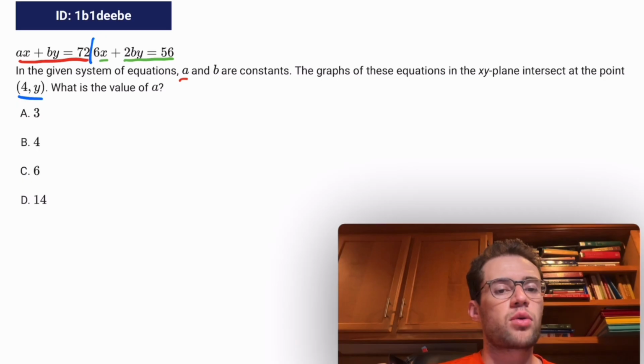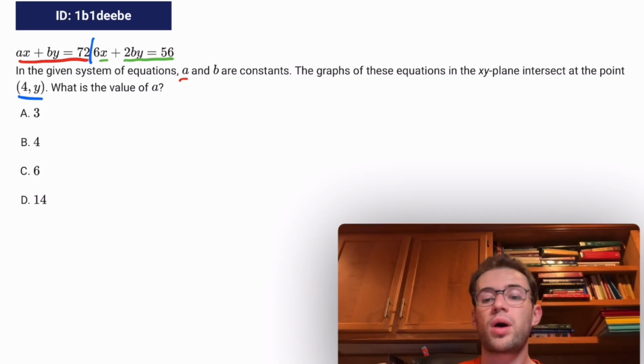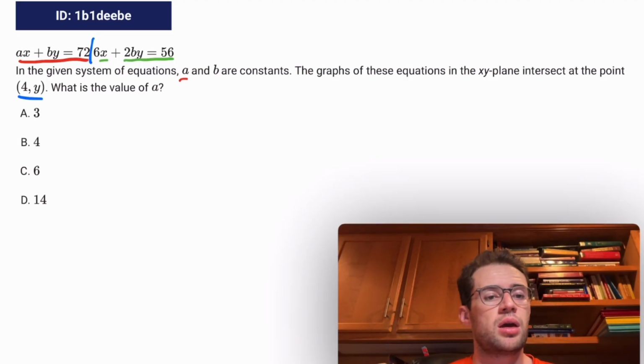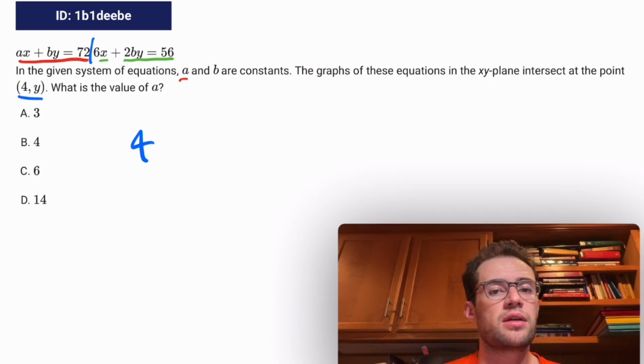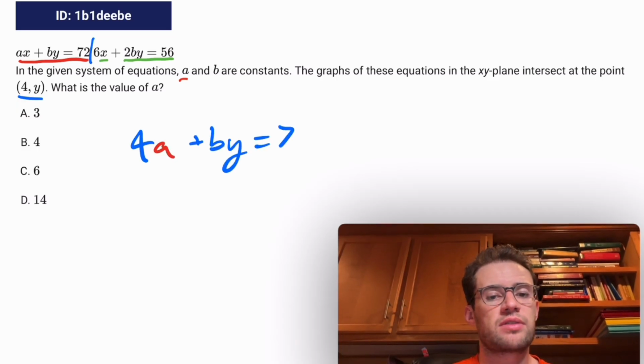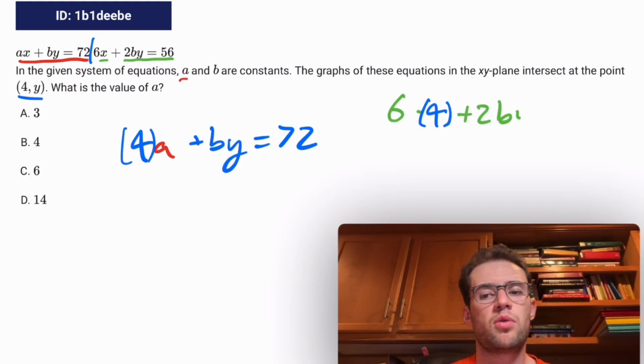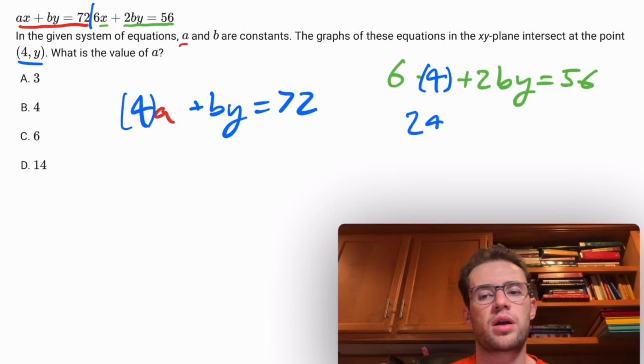So they're intersecting at 4, y, which means when they're equal, x is equal to 4. So the one point where they intersect is where x is equal to 4. We don't know what the y value is, but we could plug in the 4s for the x's, I think. So instead of a times x, it will be a times 4. We could call that 4a plus by equals 72. And then for the other equation, again, plug in 4 for the x, we get 6 times 4 plus 2by equals 56. Right? 6 times 4 gives us 24 here. So 24 plus 2by equals 56.